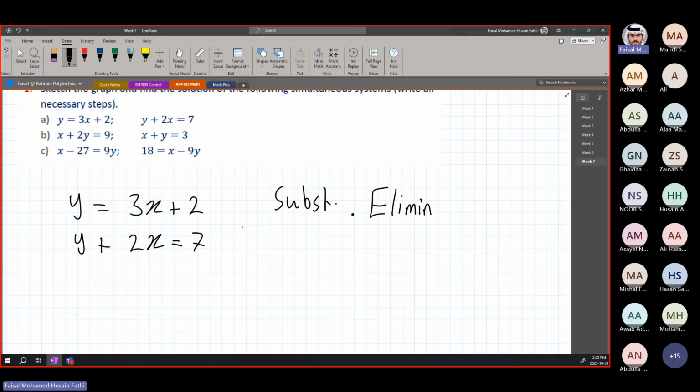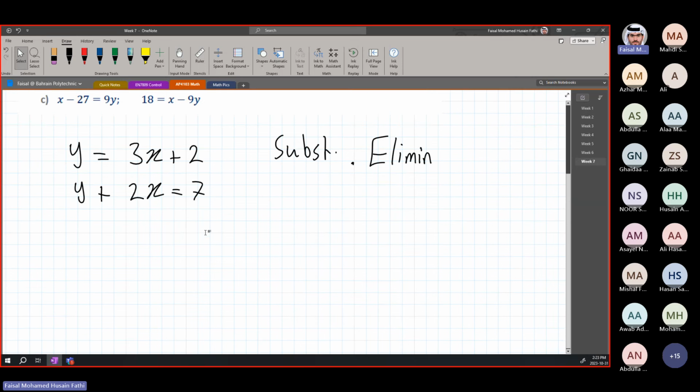Okay? So the way to do this with substitution is we're going to equate everything to either y or x. We're going to put basically one variable by itself, and if we want to do it by elimination, we're going to line them up properly on top of each other, and then we will solve. So let's do it first. Let's graph the first one through substitution.